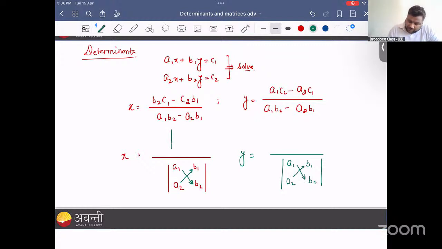Now in the numerator of x, delete the column of x, that is A1 A2, and replace it with C1 C2, keeping B1 B2. Now see, C1 B2 minus C2 B1. Isn't it the same, C1 B2 minus C2 B1? For y, delete the column of y and replace it with C1 C2. So A1 A2 C1 C2 gives A1 C2 minus A2 C1. Am I clear?